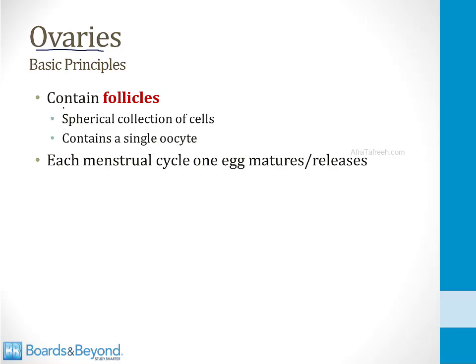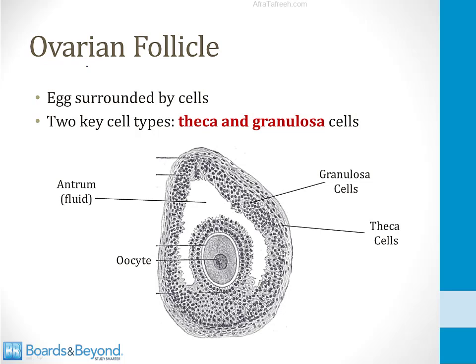So the ovaries contain follicles. These are the functional units of the ovaries. They are a spherical collection of cells that contain a single oocyte or egg. In each menstrual cycle, one follicle in the ovary will mature and release its egg, and when it releases its egg, that's called ovulation.